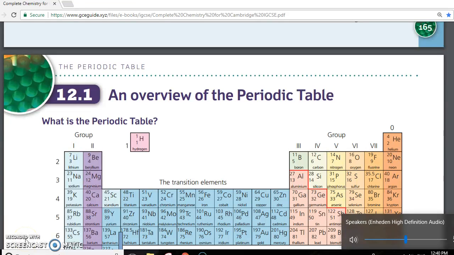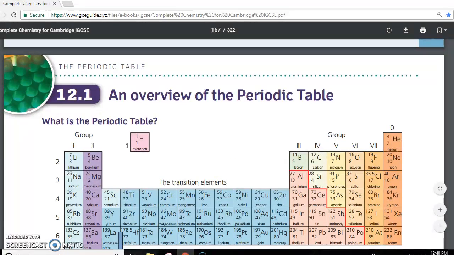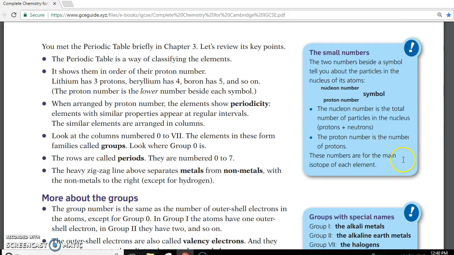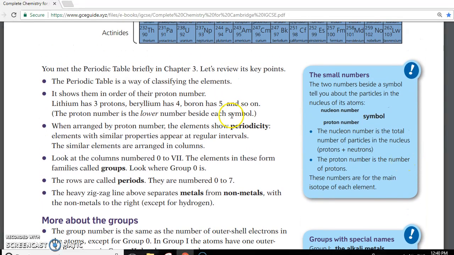So we're going to be talking about Chapter 12. This is page 166 in your chemistry books. And the first thing I'd like for you to do is go down to this part in your book because it reviews the key points that you learned in Chapter 3. So go ahead and pause the video and read over these bullet points.